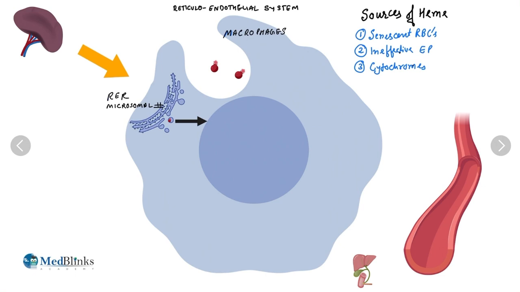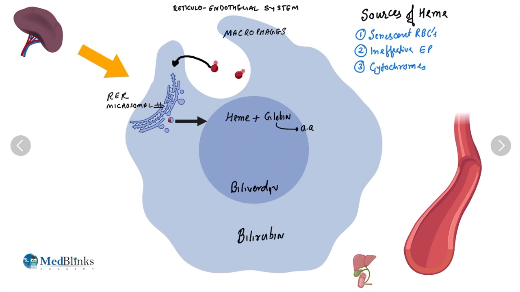RBCs are internalized into macrophages and they go into the microsomal fraction of the rough endoplasmic reticulum. Hemoglobin is broken down into heme and globin in the microsomes, and globins, as they are proteins, are further broken down into amino acids. Heme undergoes a chain of biochemical reactions and gets converted first into biliverdin in the microsomes itself, and then it gets out of the microsome and is converted into unconjugated bilirubin.